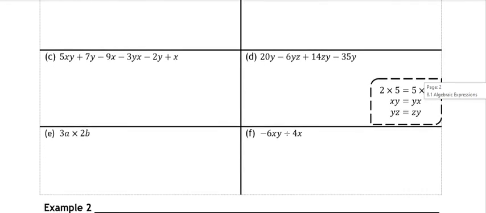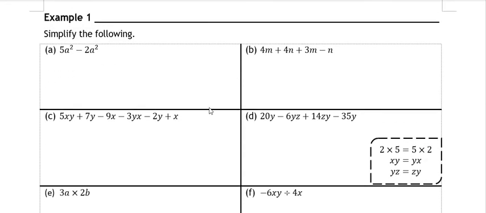Right, let's proceed to the example here. Okay, example here, there's a lot of things. Let's just breeze through it. So here you have 5a squared minus 2a squared. Both of them are like terms. So basically 5 minus 2 will be 3. And then the variable is a squared.